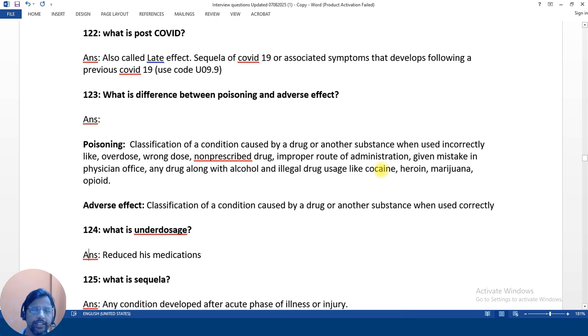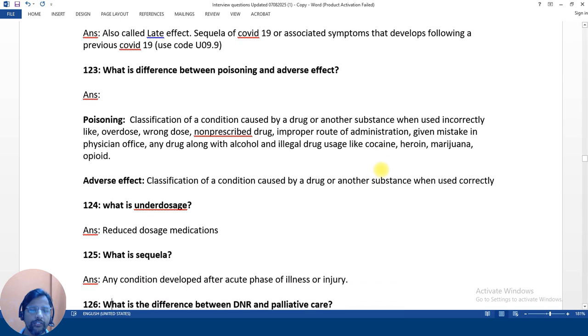What is underdosing? Reduced dose of medications. Okay. Reduced dosage of medication. For example, the patient has hypertension. The patient is told to use losartan 25 grams. But if the patient uses only 10 grams of losartan, that is underdosing. So taking lesser doses than what the physician prescribed, 25 grams. Okay. What is sequela? Any condition developed after the acute phase of illness or injury is called sequela.